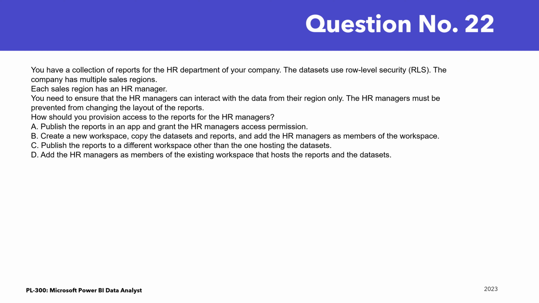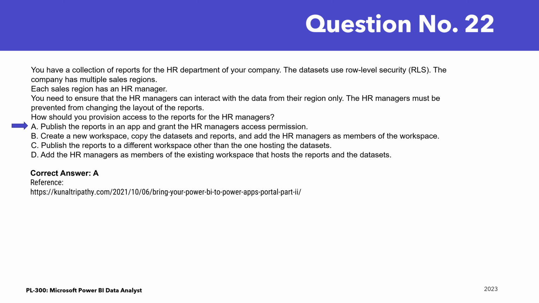A. Publish the reports in an app and grant the HR managers access permission. B. Create a new workspace, copy the datasets and reports, and add the HR managers as members of the workspace. C. Publish the reports to a different workspace other than the one hosting the datasets. D. Add the HR managers as members of the existing workspace that hosts the reports and the datasets. Correct answer, A.